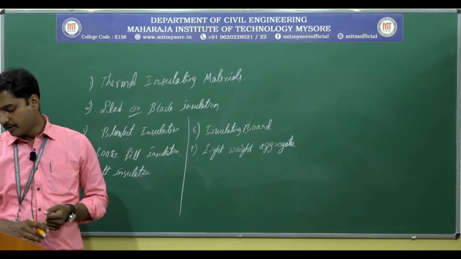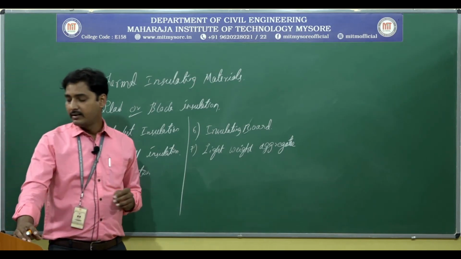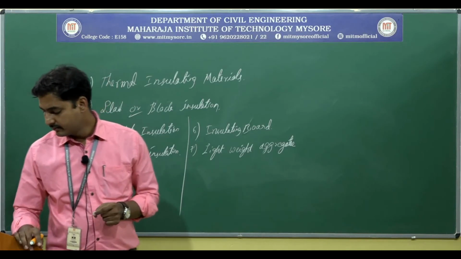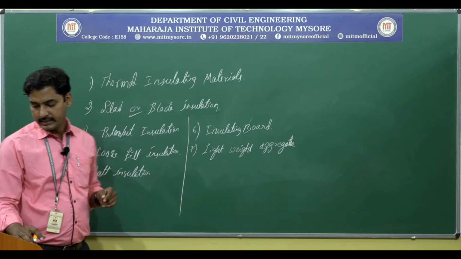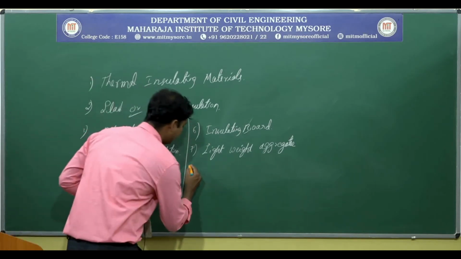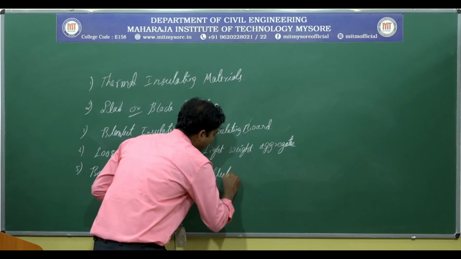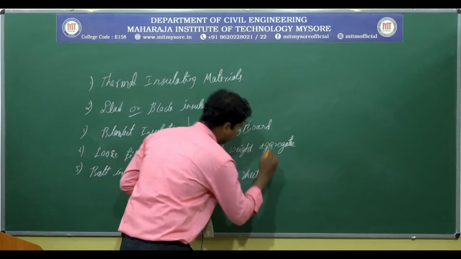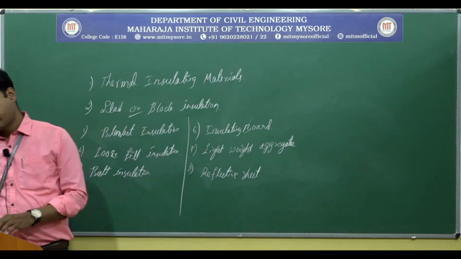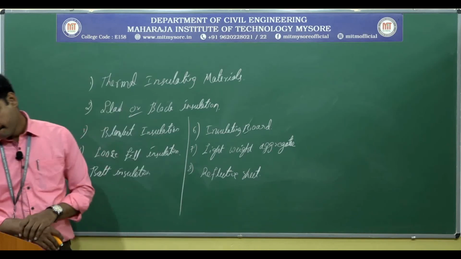Heat resistance of concrete can be greatly increased by using blast furnace slag, burnt clay and vermiculite. Then the next one, the 8th point, is the reflective sheet.